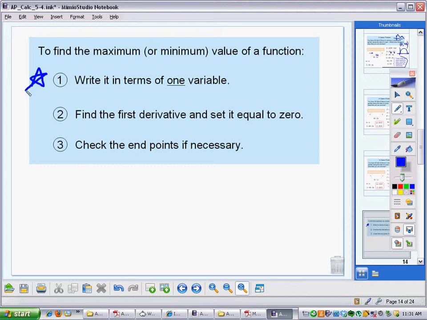But related rates you can have 2 letters. Optimization you can't. You can really only have 1, except for the y equals. And then you find the derivative, set it equal to 0, and check the endpoints if necessary. Okay, you could do a sign chart here also.